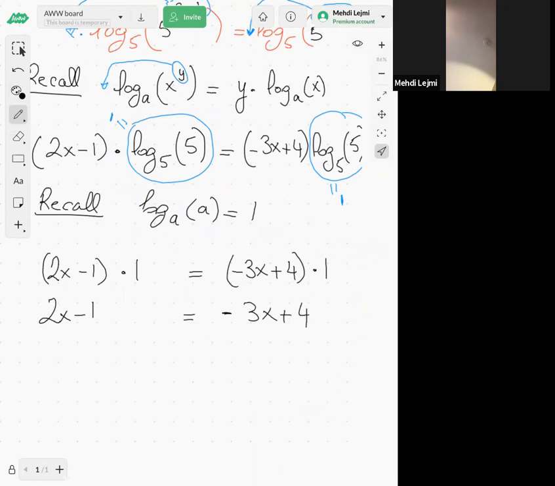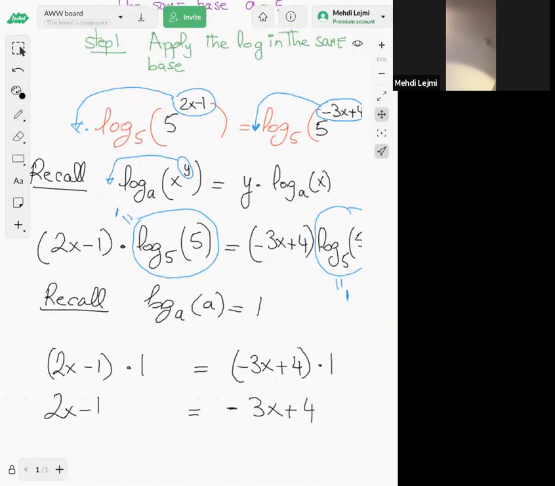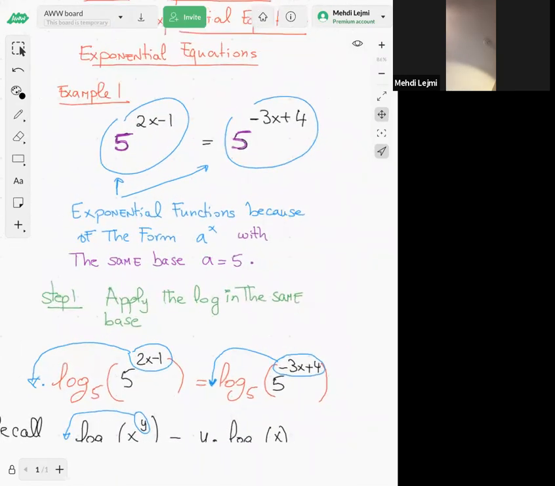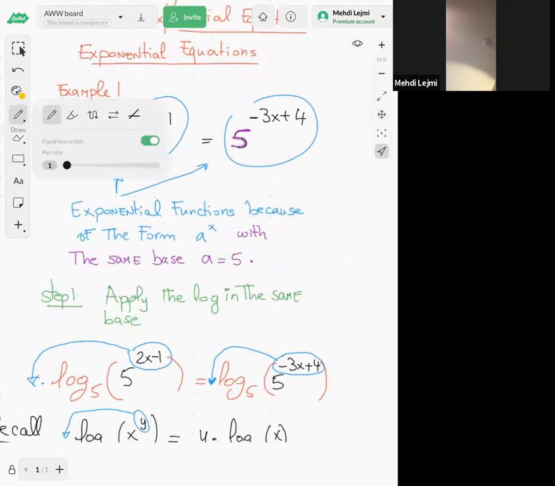Okay, so what we can observe here, guys, is that 2x minus 1 is exactly the exponent of the left side, and minus 3x plus 4 is the exponent of the right side. What we are saying here makes sense, because we have 5 to the power 2x minus 1 on the left, and 5 to the power minus 3x plus 4. So if you have an equation with exponential functions with the same base, then the exponents have to be equal.